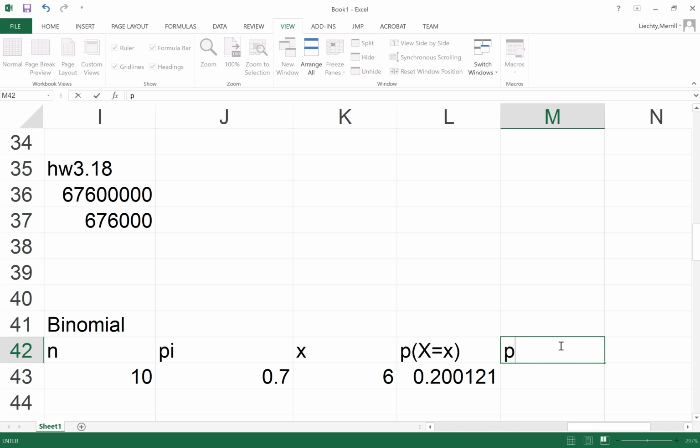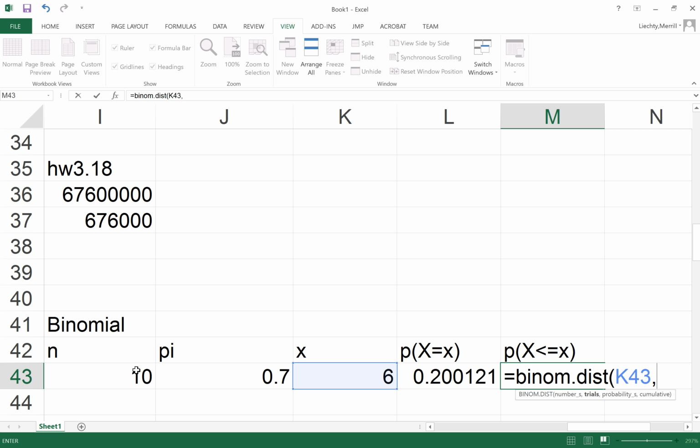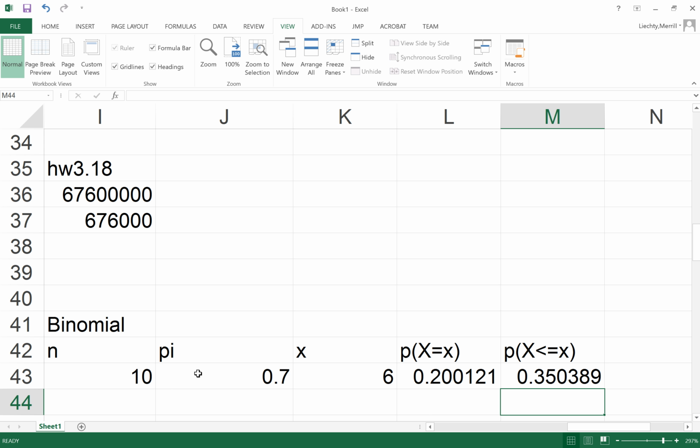To illustrate the difference, let me put probability x is less than or equal to x. And this is going to give us the cumulative probability. So this is going to be binom.dist. X is 6, n is 10, pi is 0.7, and then we say 1 for cumulative. And so we see there's a 35% chance of seeing 6 or fewer free throws made out of 10.